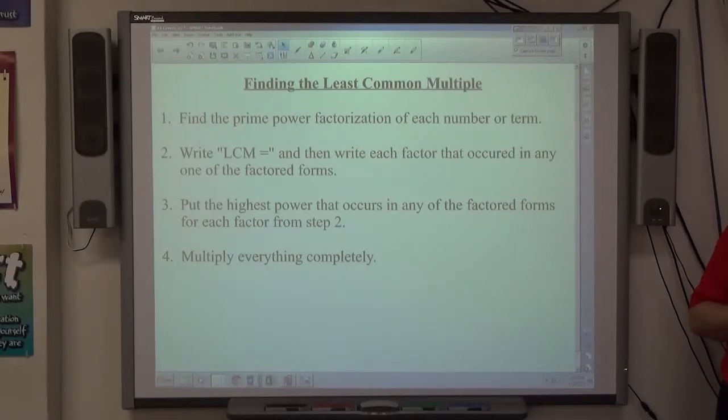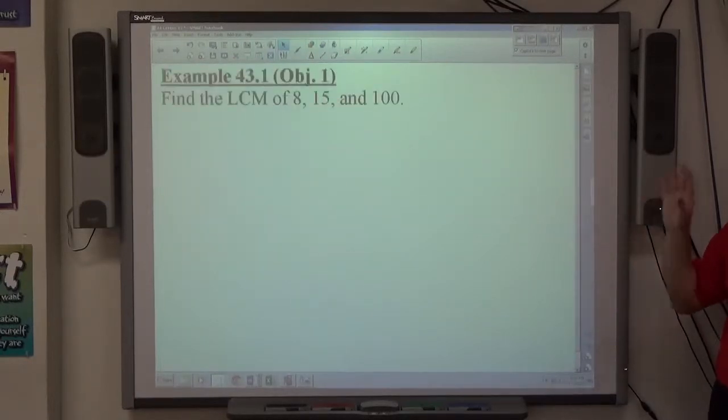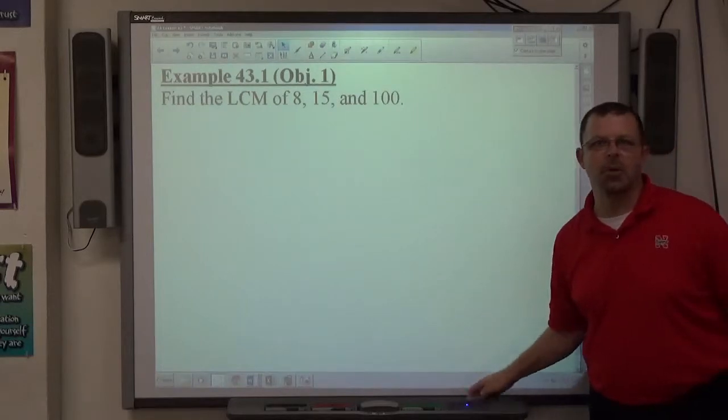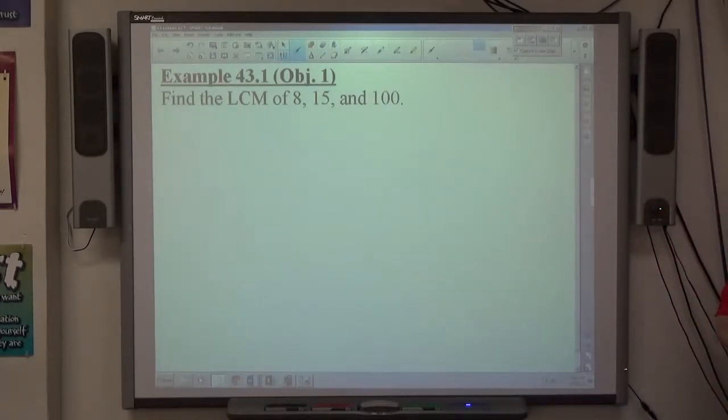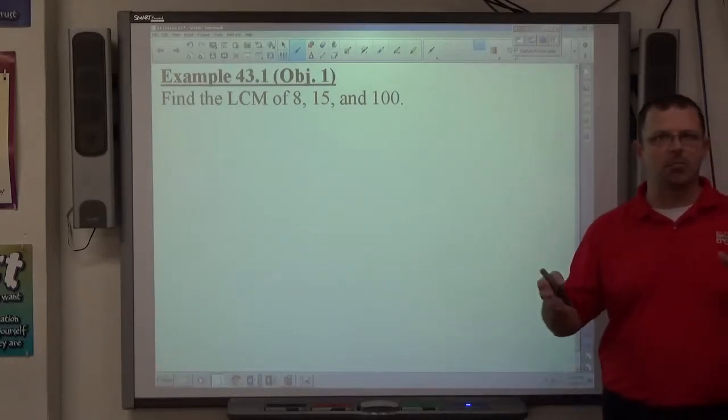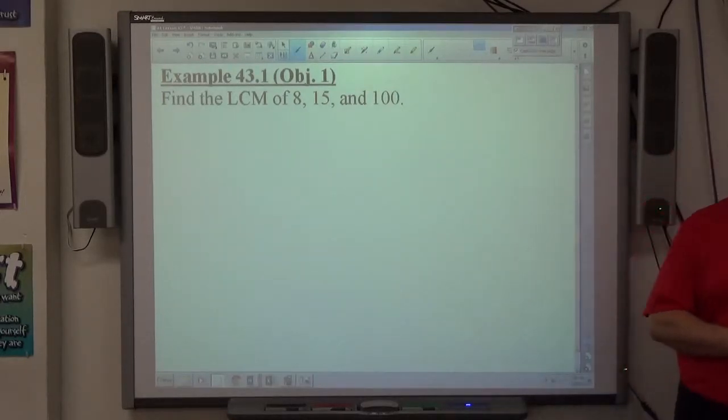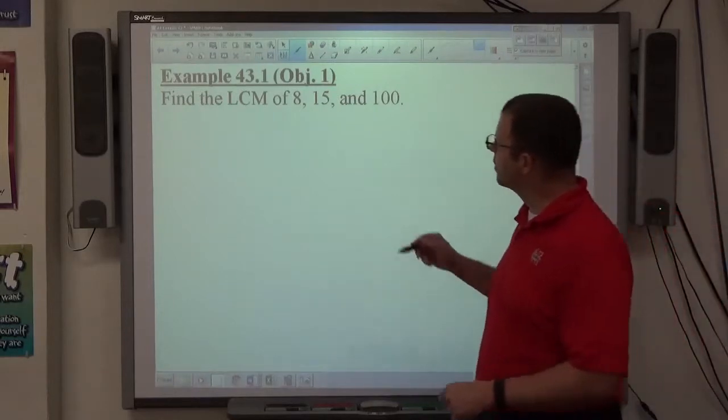That's all you do. So let's go through the process here with a couple of number problems first. Then we have a couple of letter problems after that. We'll see how it works for both. And again, when it says find the least common multiple, that's all we're trying to do: find the smallest number that's a common multiple of each of the numbers in the list. So, start with this one.